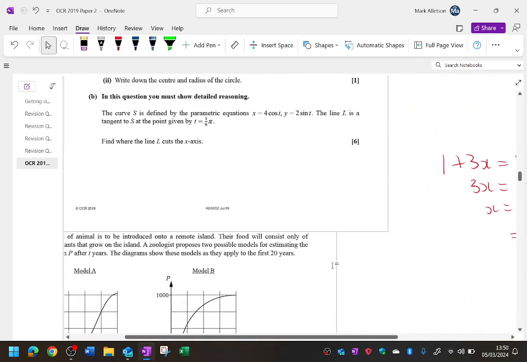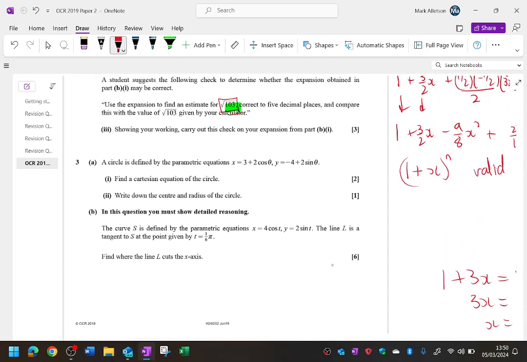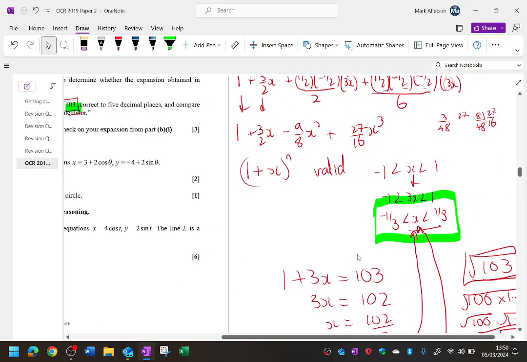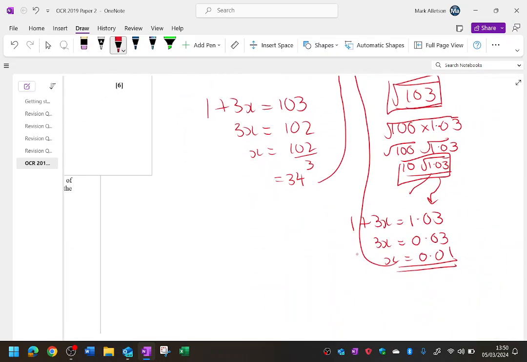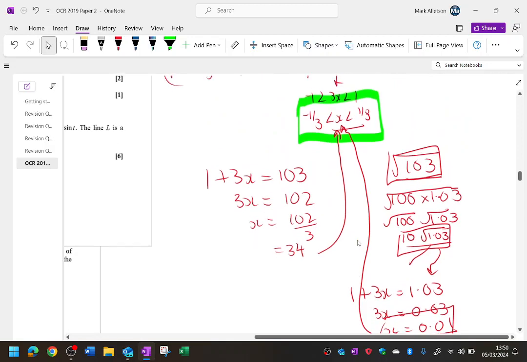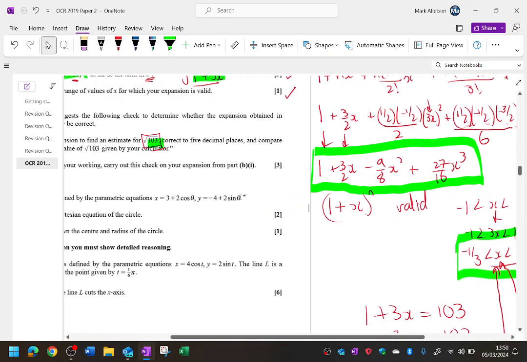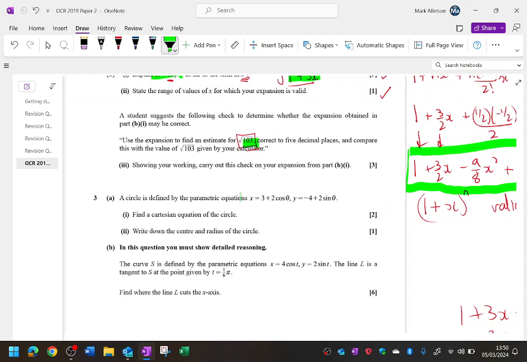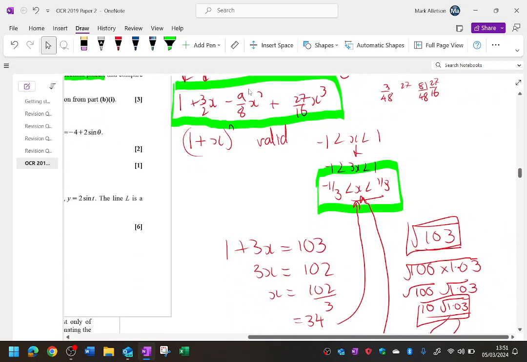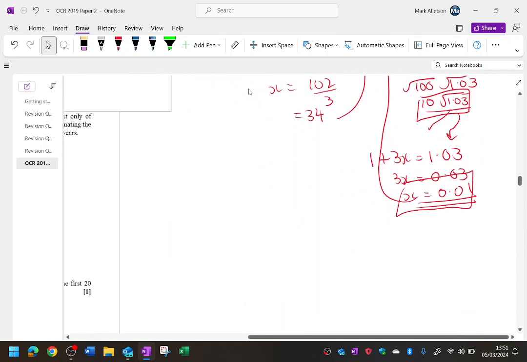So we go back and it says, showing your working, carry out this check on your expansion from part B1. So we're going to substitute in x is 0.01 into our expansion here. We're literally going to replace it in here and see what we end up with. It says carry out the check, so 5 decimal places it needs to be correct to. So we need to use the calculator to type in root 103, and we need to use the substitution of 0.01 in the expansion earlier to see what we end up with.